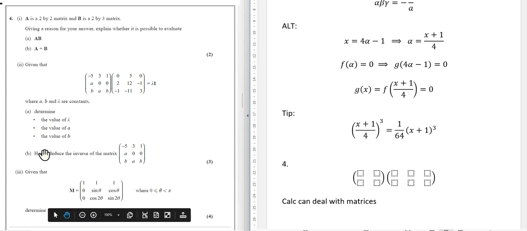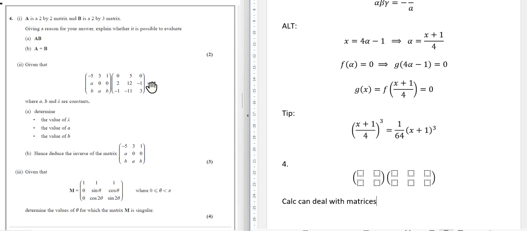In fact, if you read down a bit, it says hence deduce the inverse of the matrix. So it looks like the method they want you to use for finding these does not involve the inverse. So probably the most efficient way forward would not be to find the inverse first. But once you've worked out those unknown values, getting an inverse should be doable from that point.